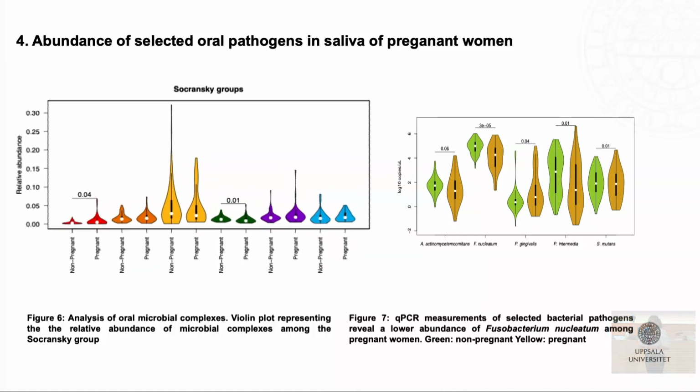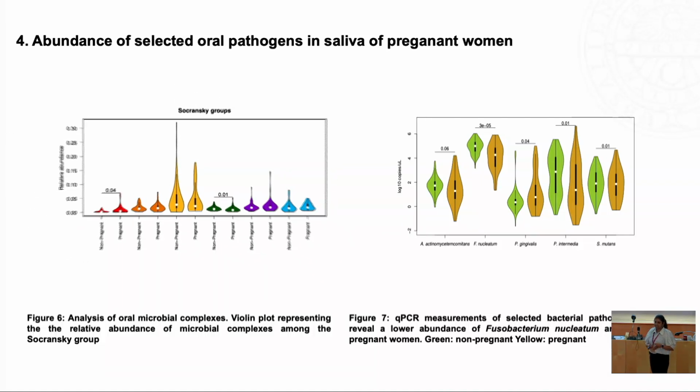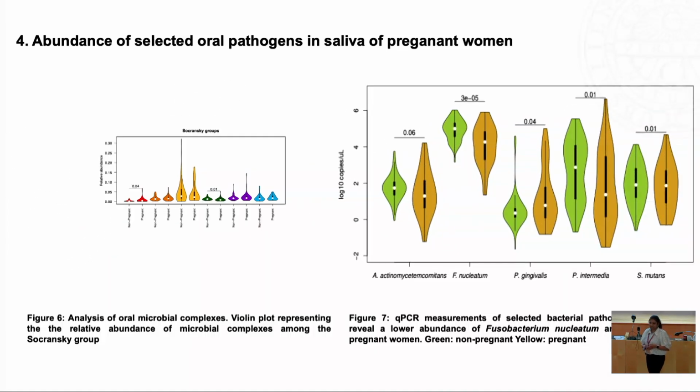We also applied the Socransky color complex, and interestingly, we found that the red group, which is associated with periodontal pathogens, was more abundant in the pregnant group when compared to non-pregnant, whereas the green group, which is associated with oral health, was less abundant in the pregnant group. We also performed qPCR measurement for selected bacterial pathogens, and we observed that Fusobacterium nucleatum was less abundant in the pregnant group, whereas Porphyromonas gingivalis, which is associated with periodontal disease, was more abundant in the pregnant group.